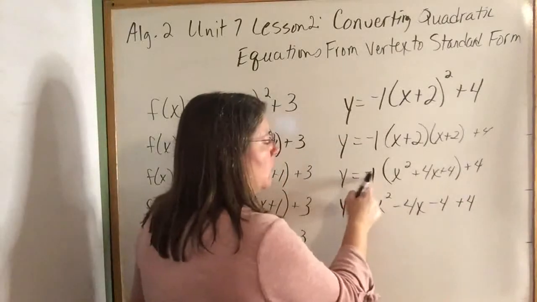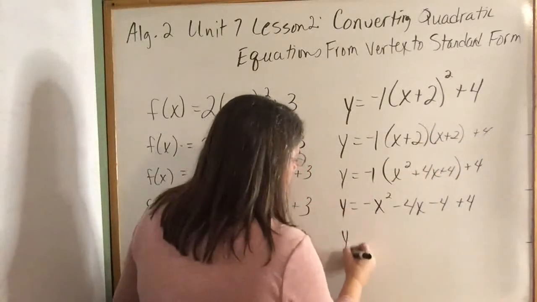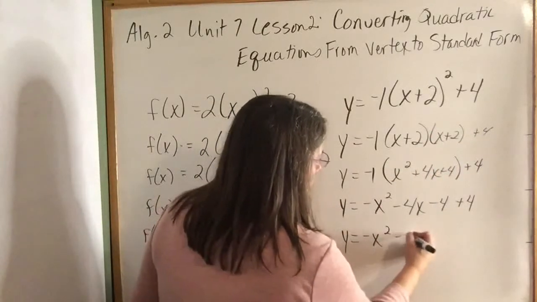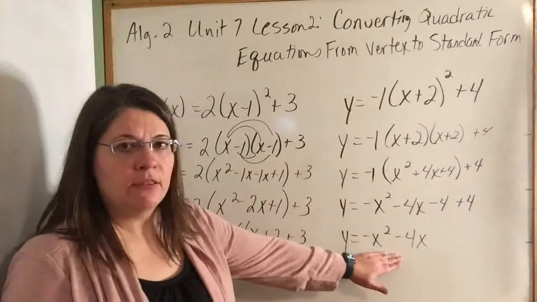Notice the negative 1 only distributes to the 3 terms in parentheses, not that 4. And then I add like terms. The negative 4 and 4 cancel out. So that is the standard form.